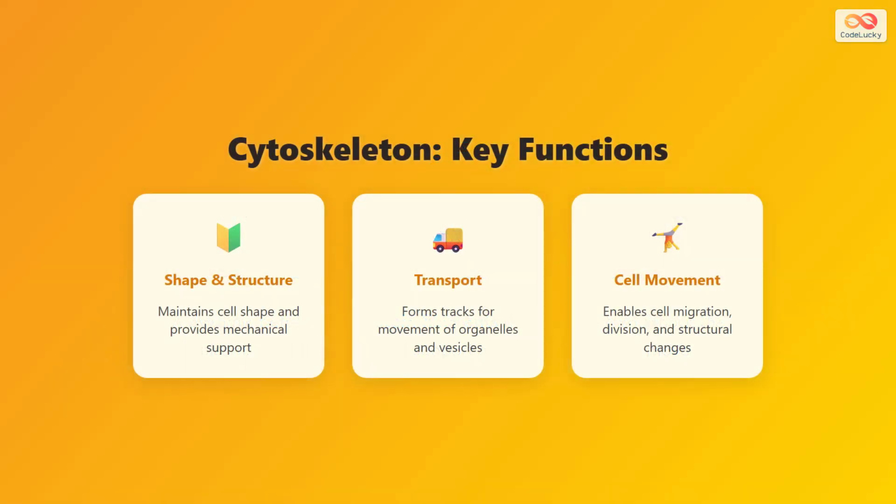The cytoskeleton performs three major functions that are vital for cell survival. First, it maintains cell shape and provides mechanical support, preventing the cell from collapsing under its own weight. Second, it forms tracks for the movement of organelles and vesicles, acting like highways within the cell. Third, it enables cell movement, division, and structural changes. Without the cytoskeleton, cells couldn't migrate to where they're needed, divide to form new cells, or respond to their environment.